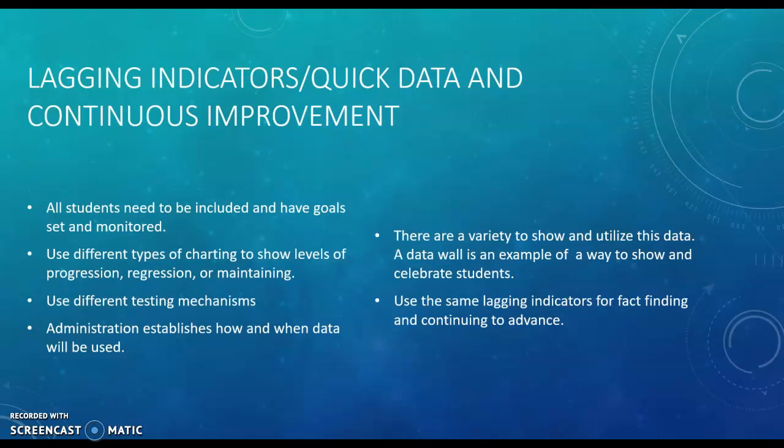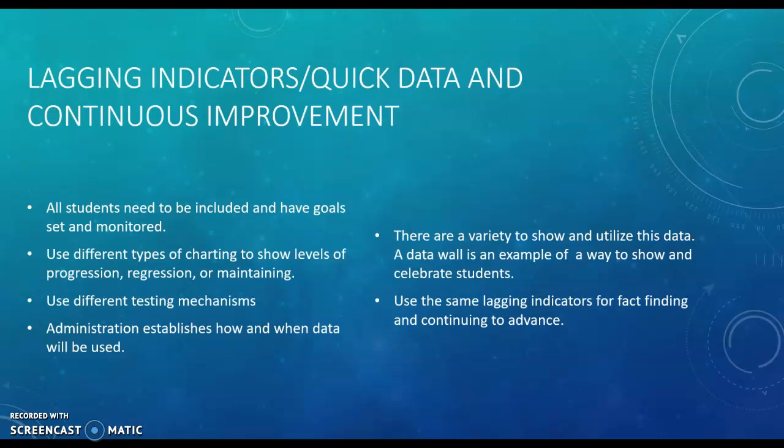Lagging indicators, quick data, and continuous improvement. All students need to be included and have goals set and monitored. Use different types of charts to show levels of progression, regression, or maintaining. Use different testing mechanisms.